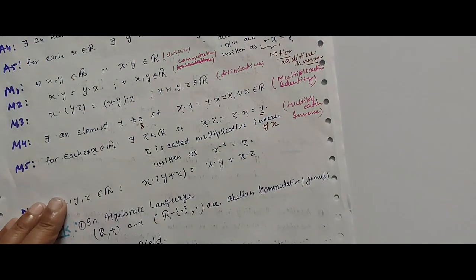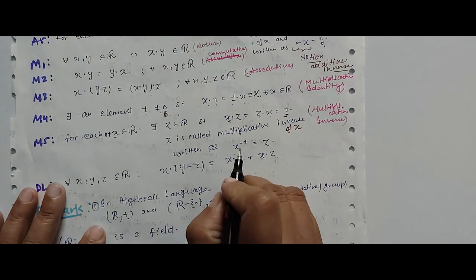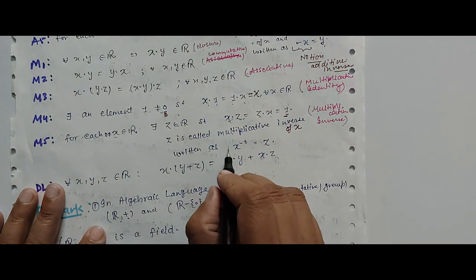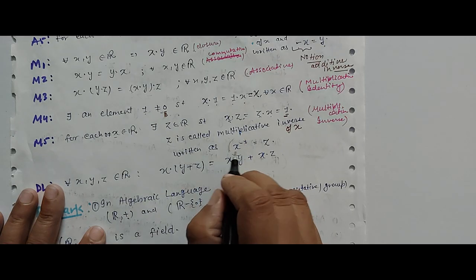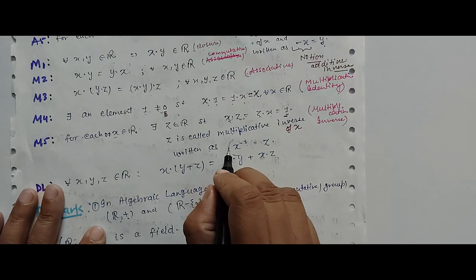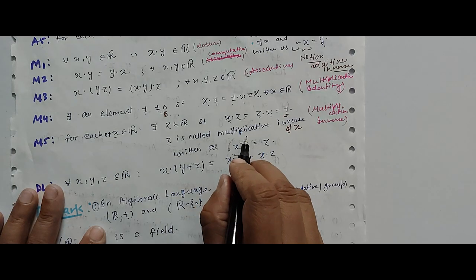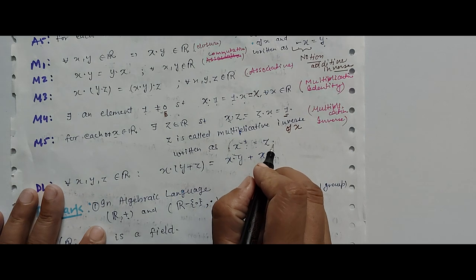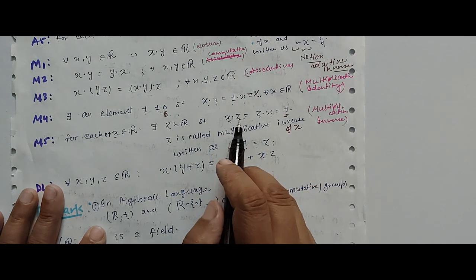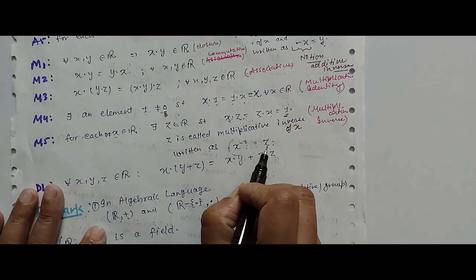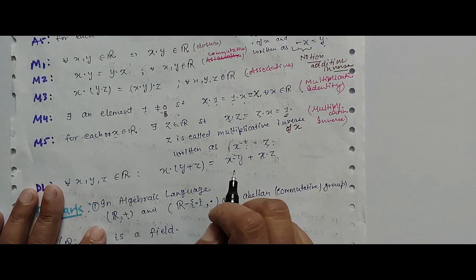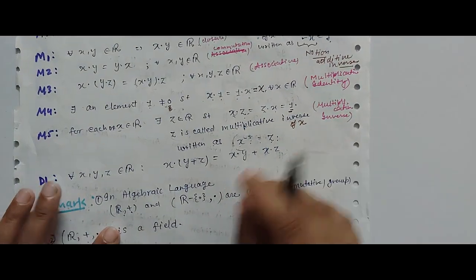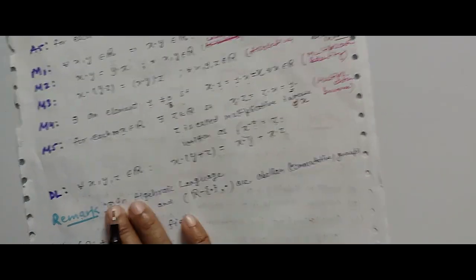Multiplicative inverse of x. And the notation for multiplicative inverse of x is x inverse. So this is not simple x inverse. This basically means multiplicative inverse of x. This is the notation for multiplicative inverse. The multiplicative inverse of x is z, if this property holds for any z, then we call this z the multiplicative inverse of x. So we say multiplicative inverse of x is z.